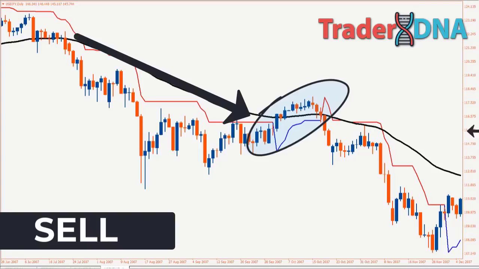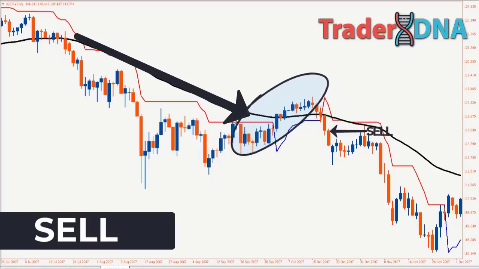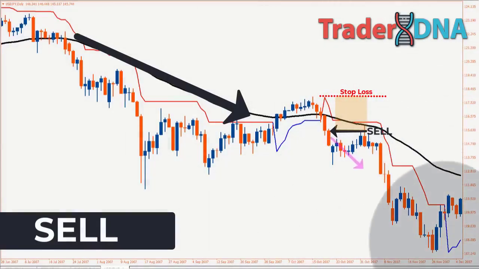Third, open a sell order as soon as the super trend indicator changes back to red. Set the stop loss on the resistance area above the super trend indicator. Fourth, close the trade as soon as the super trend line changes to blue. This should be simple enough.